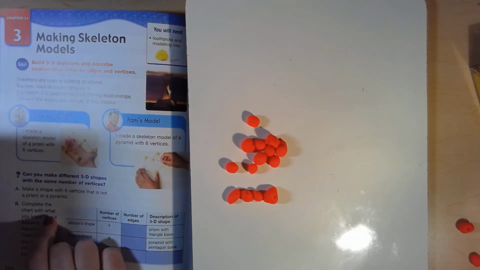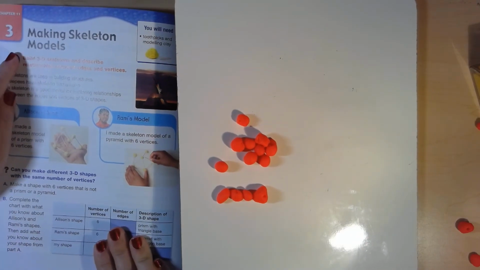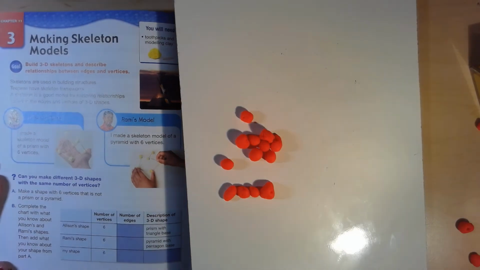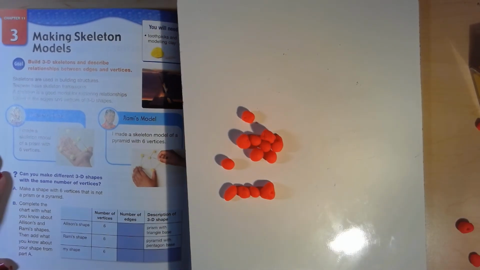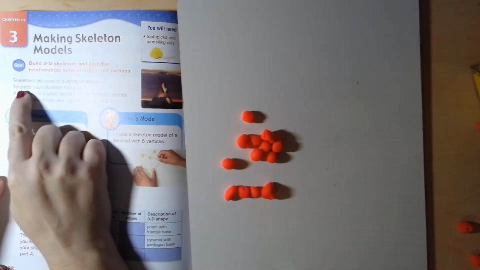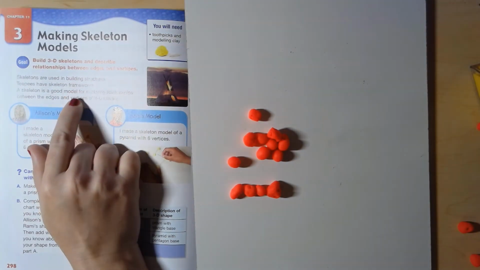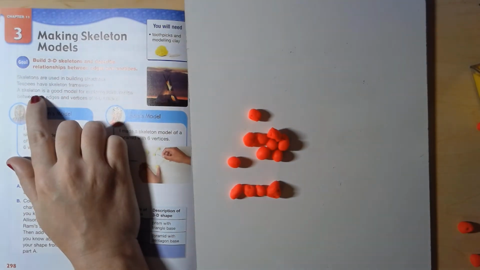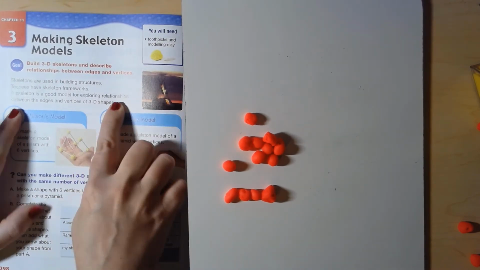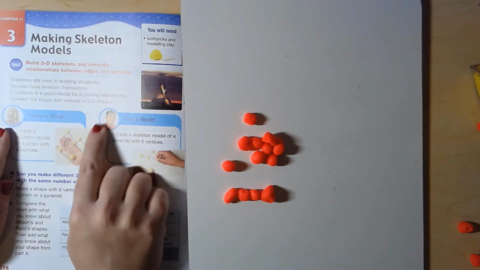So let's look at this. It says making skeleton models. Skeletons are used in building structures. Can you see that? It says teepees have skeleton frameworks. A skeleton is a good model for exploring relationships between edges and vertices of 3D shapes.